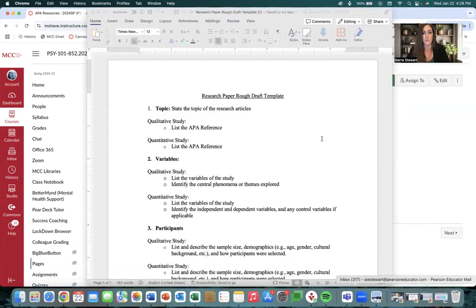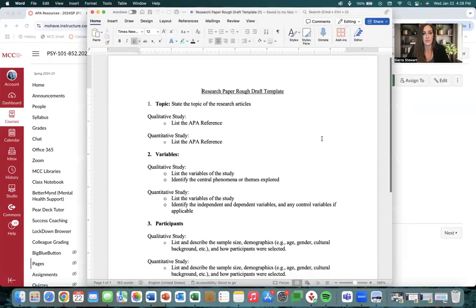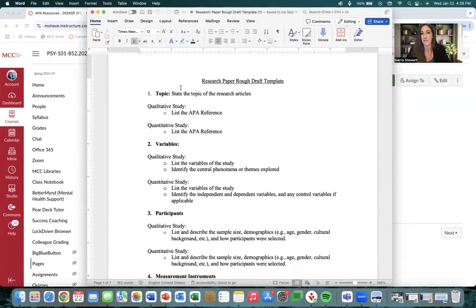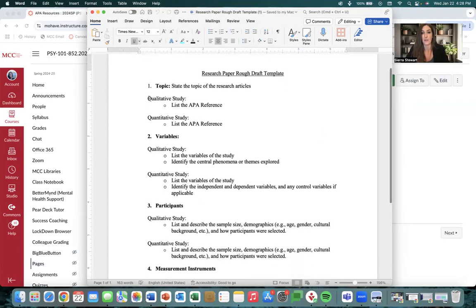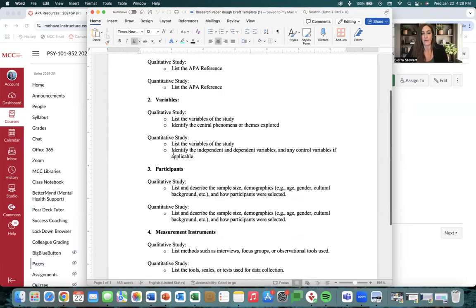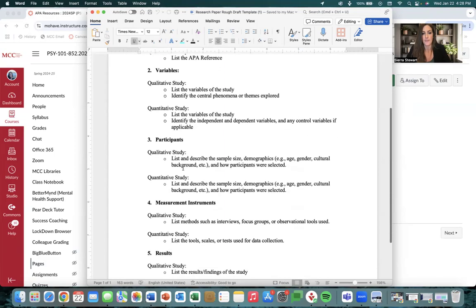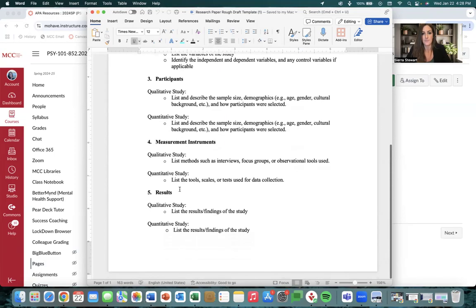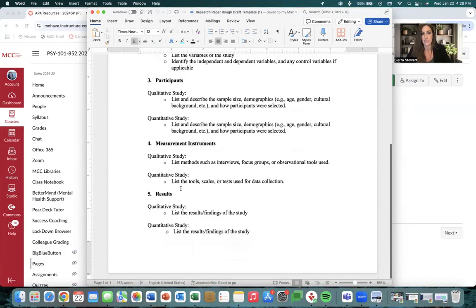And this is what it looks like in Word when you download it. So again, everything that I just went over, I kind of lay it out for you in this template. You're going to list the references, the topic, your variables for each study, the participants for each study, the measurement instruments for each study, and then the results. Okay, again, in a bulleted format, this doesn't have to be full sentences. Just make sure that you don't write in the first person.